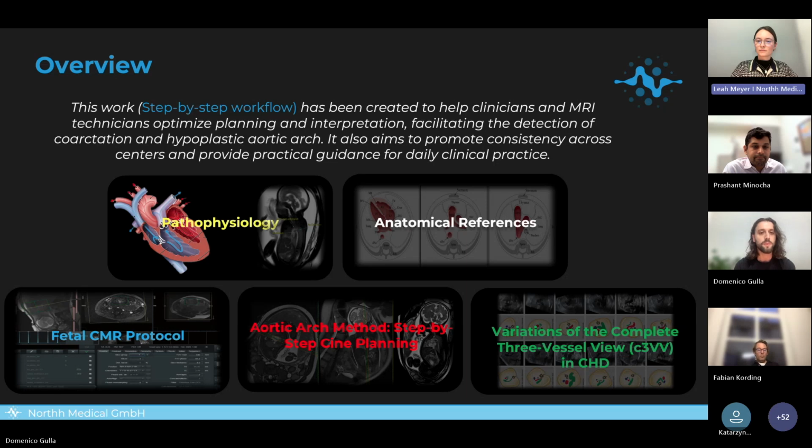It also aims to promote consistency across centers and provide practical guidance for daily clinical practice. In this application guide and these slides, we will cover the pathophysiology, drawing inspiration from the ISUOG practice guidelines on fetal cardiac screening in ultrasound. We will emphasize the importance of becoming familiar with the axial view also in fetal CMR. We will then discuss the fetal CMR planning protocols, the sequences to be used, the method to visualize the aortic arch, and finally the anatomical variations.